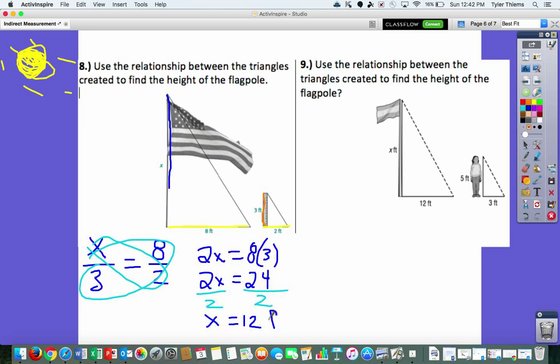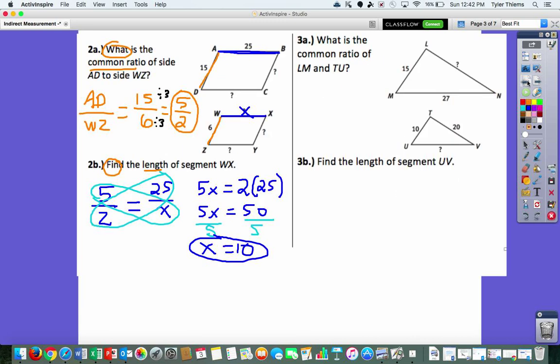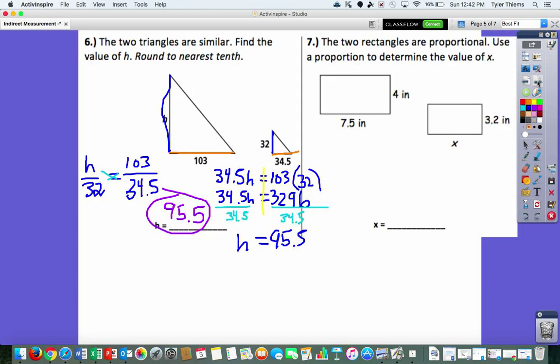And this would be 12 feet here. So let's make sure we put our labels and then circle that final answer. So the height of this flagpole is actually 12 feet. We found that just by using the relationship that we have between the ruler and the flagpole. Make sure you have all of this work down and all the work from all your other notes. All that work should be down.